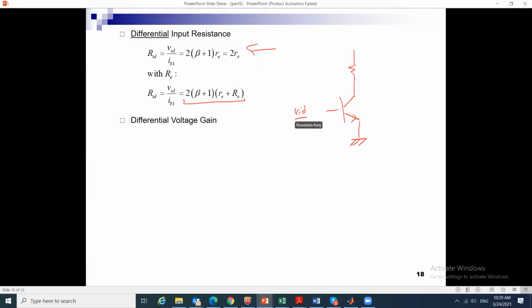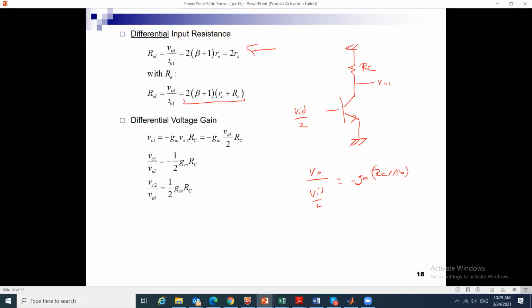I will have here VID over 2 on the right side, and minus VID over 2 on the left side, this RC. So the differential gain VO1 over VID over 2 is minus GM RC parallel to RO, and I can derive it to be VC1 over VID equals minus half GM RC. Okay, and on the other side it will be plus, because I'm applying minus VID over 2.